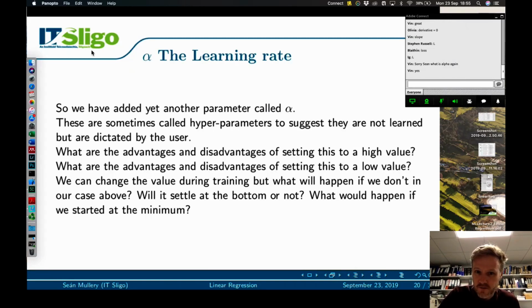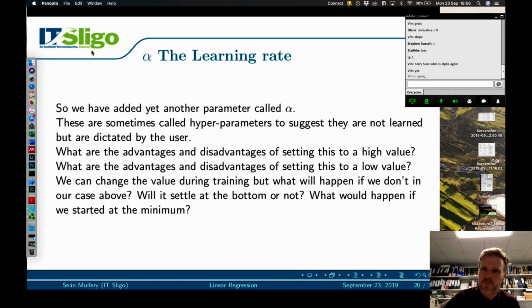What are the advantages and disadvantages of setting this to a high value? Well, we just mentioned that we might overshoot. What are the advantages and disadvantages of setting this to too low a value? It might take forever. So we can change the value during training, but what will happen if we don't in the above case? Will it settle at the bottom? And what would happen if it started at the minimum?